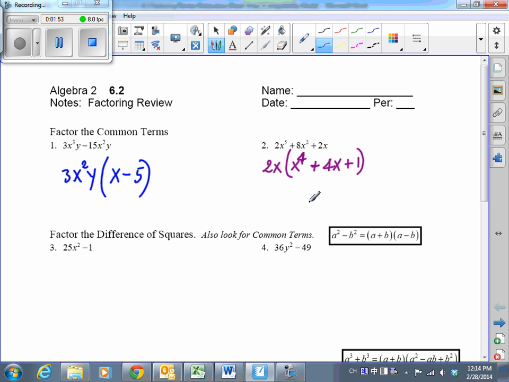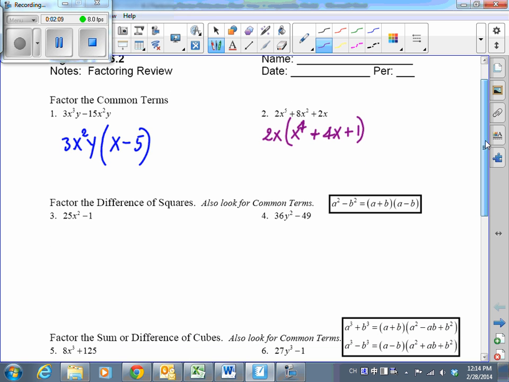Sometimes it's very important. Can I factor anything else in here? No, I cannot, because this one does not have an x. So this is it. This is as far as you can go on this. That's the answer. Yep, that's it.